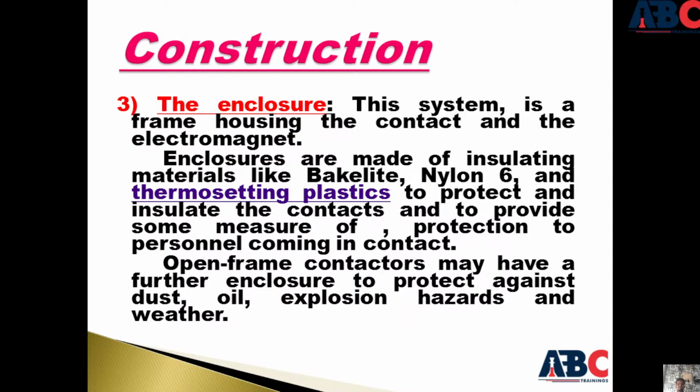The enclosure: this system is the frame housing the contacts and the electromagnet. Enclosures are made of insulating material like bakelite, nylon 6, and thermosetting plastic to protect and insulate, providing some measure of protection to personnel coming in contact. Open frame contactors may have a further enclosure to protect against dust, oil, explosion hazard, and weather.